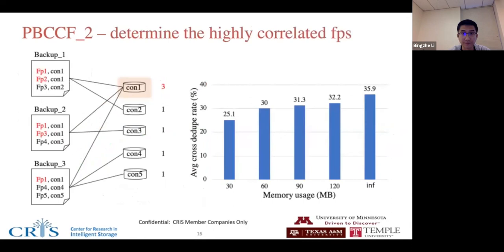However, not all the fingerprints of the candidates contribute to the dedupe process. To improve the effectiveness of the fingerprint prefetching, the number of times each container is shared by the candidate backups is counted, as an example in the left figure. The fingerprints marked in red, whose containers have high counts, are prefetched to memory for dedupe. We evaluate the dedupe performance by varying the memory size for prefetching from 30 megabytes to 120 megabytes, which is shown in the right figure. From the results, we can see the PBCCF has only 3.7% lower dedupe rate when using only 120 megabytes compared to prefetching all the fingerprints, which requires terabytes of memory.